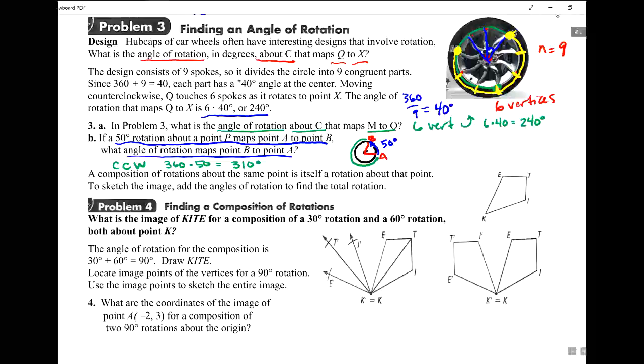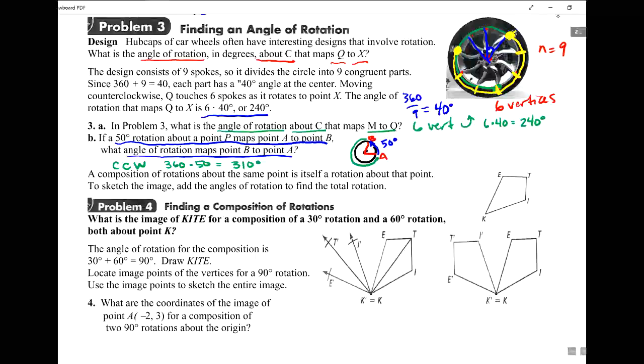All right, 3A says in problem 3, what is the angle of rotation about C that maps M to Q? So I start here at M, I go counterclockwise around to Q. It happens to be 6 vertices, same as the last problem, 6 times 40, it's another 240 degree angle of rotation. So that one was really easy.